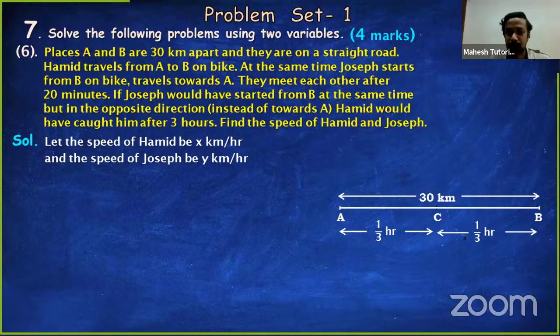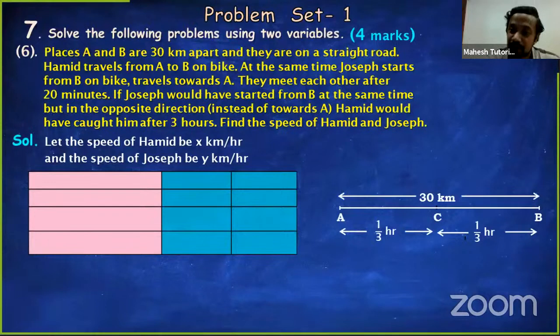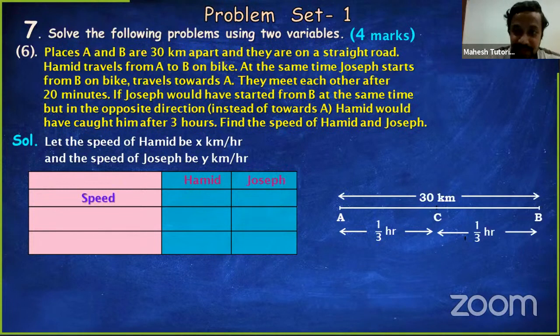Now moving further, students, let us prepare a table to frame the first equation. The question here is involving two individuals, that is Hamid and Joseph. To begin with, the same three parameters, that is speed, distance, and time. So let us start with the speed. Students, we have already assumed the speed of Hamid to be equal to how much kilometer per hour? Very good, x kilometer per hour.